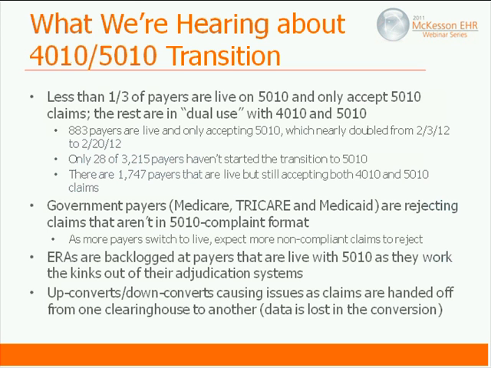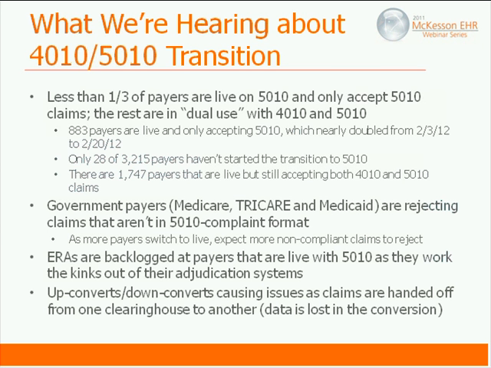So it's really important for you to work closely with your clearinghouse and your payers to know who really is on 5010 and who is still making that transition as of, or up to, March 31st. We do know that government payers, including Medicare, TRICARE, and some state Medicaid plans, are rejecting claims that aren't 5010 compliant, and we expect more rejections to occur as more payers switch to that live and only accept 5010 claims.